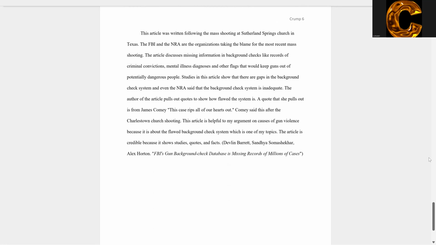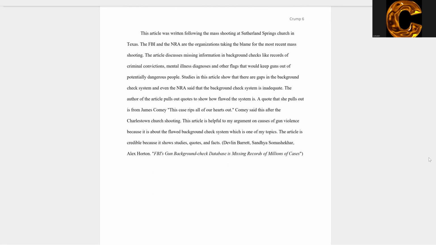This article was written following the mass shooting at Sutherland Springs Church in Texas. The FBI and NRA are organizations taking the blame for most recent mass shootings. The article discusses missing information in background checks, like records of criminal convictions, mental illness diagnoses, and other flags that would keep guns out of the hands of potentially dangerous people. Studies in the article show that there are gaps in the background check system, and even the NRA said the background check system is inadequate. The author of the article pulls out quotes to show how flawed the system is.